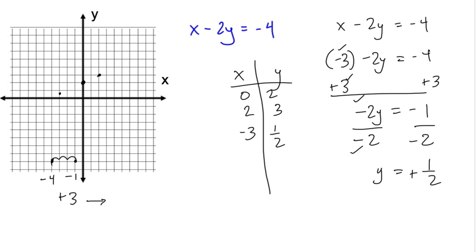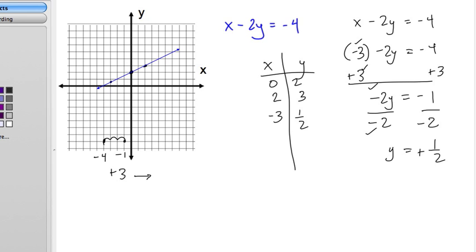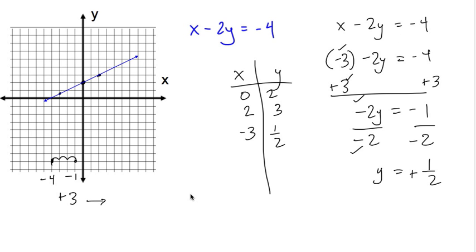How do I know I did it right? I know I did it right if it falls directly on the line, which it does. Let's thin that out so that you can see it better. There we go. So there's my graph.